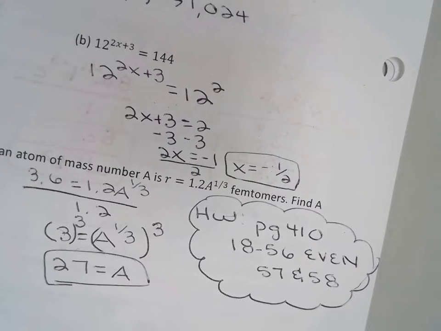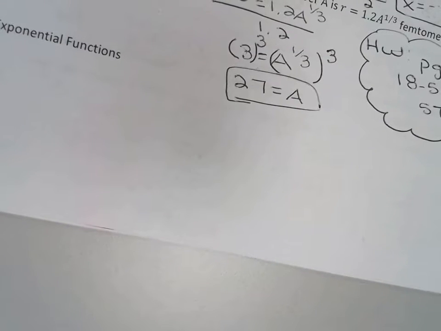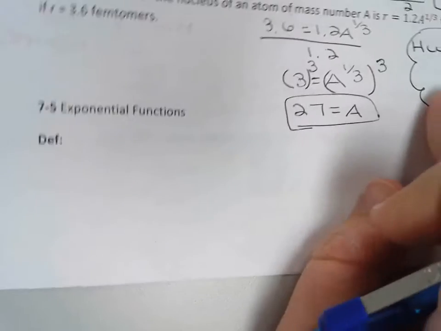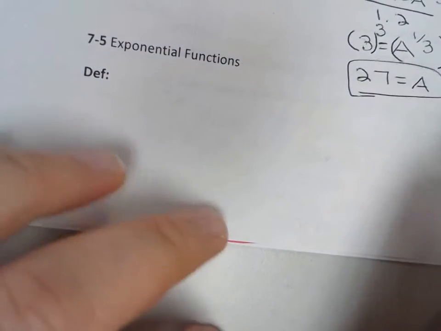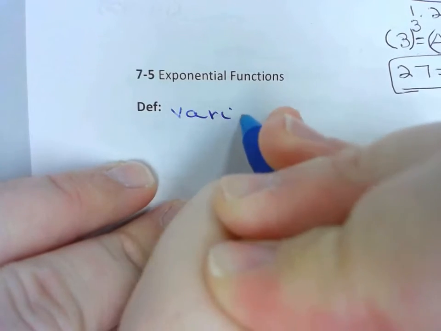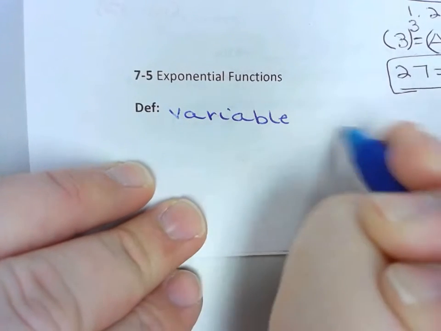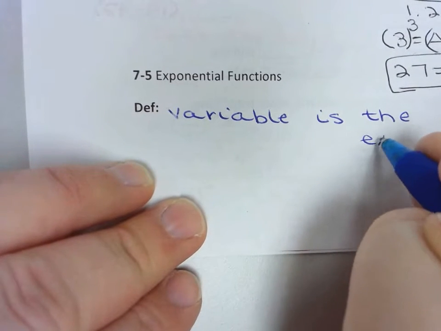Okay, so 7.5. We're skipping 7.4. 7.5, we're looking at exponential functions. We've already kind of talked about exponential functions a little bit. Exponential function, all that is, your variable is the exponent. That's all I mean when I say exponential function.